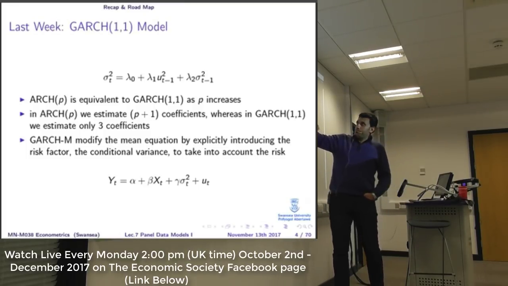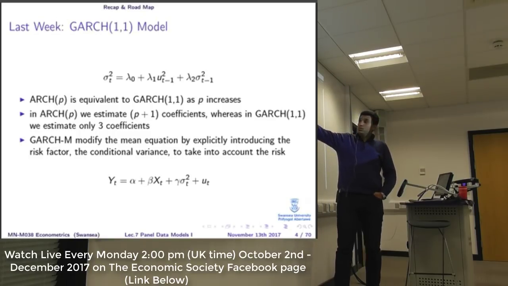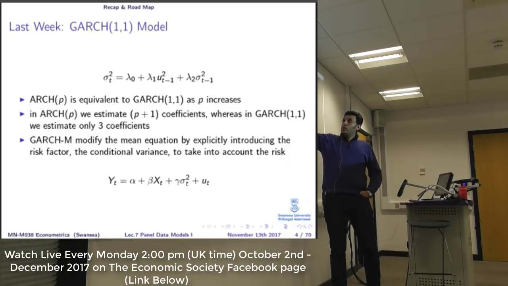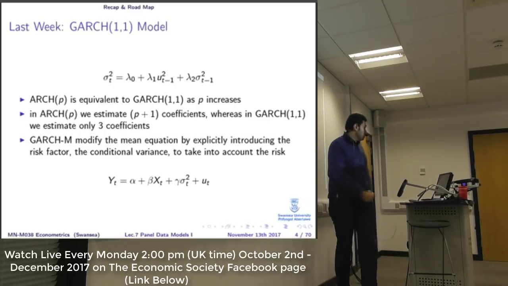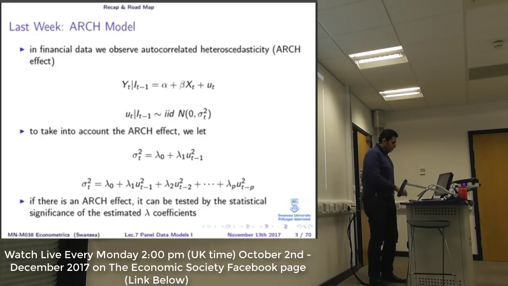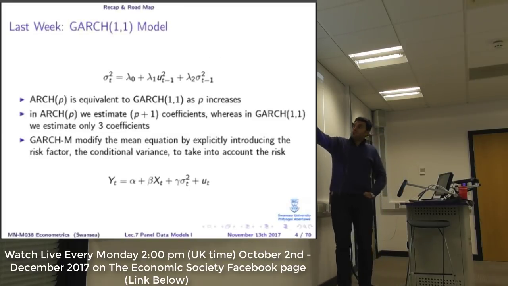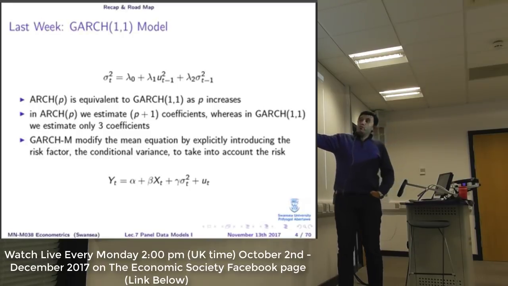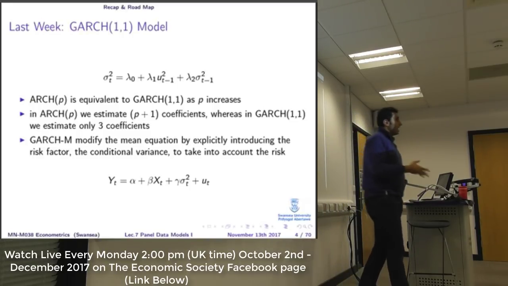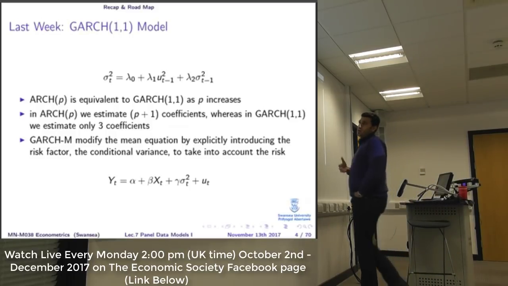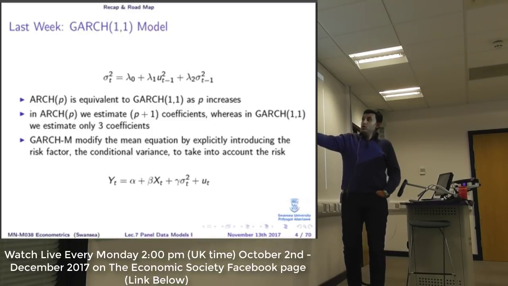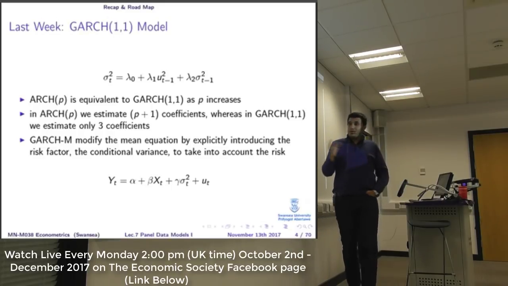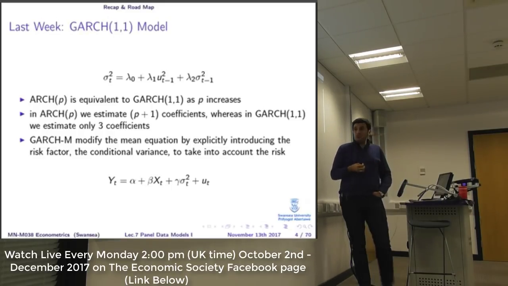You will have the same structure here as the ARCH model. The first two terms, lambda 0 and lambda 1 u_{t-1} squared, are the ARCH effect. This is the same equation we had in the previous slide. But what we add here is sigma squared t minus 1, again one lag back. Usually we could extend this as well to include more lags, but in most applications we found that GARCH(1,1) should be sufficient. And the advantage of having GARCH(1,1) is that rather than estimating p plus 1 coefficients, we have only 3 coefficients to estimate.